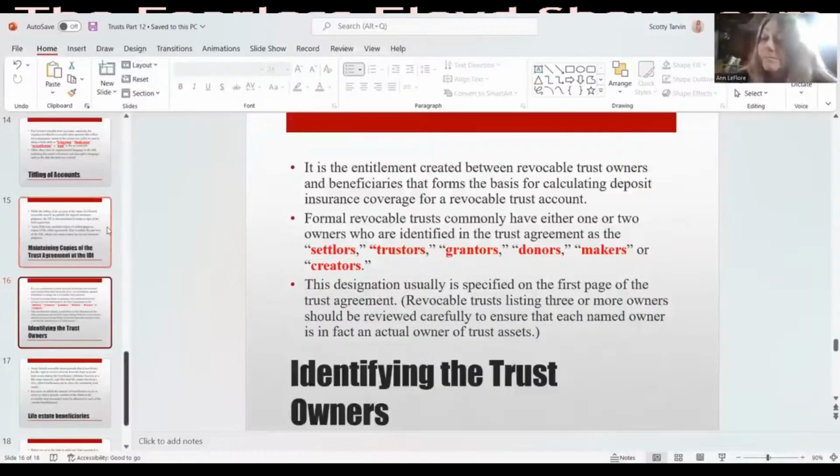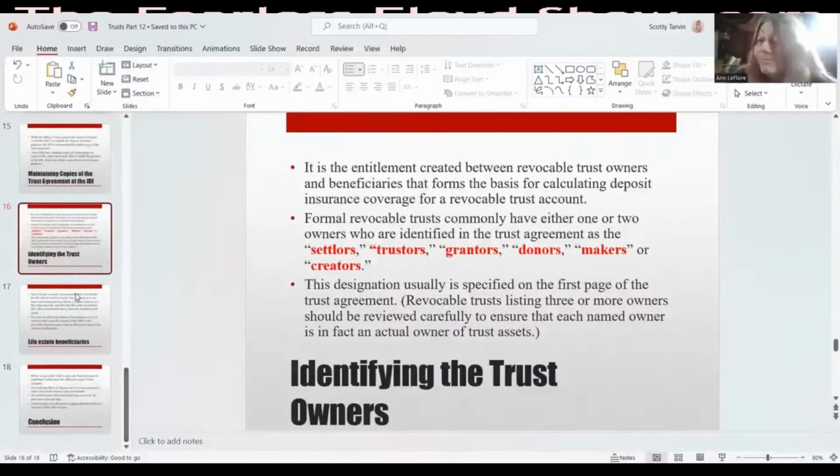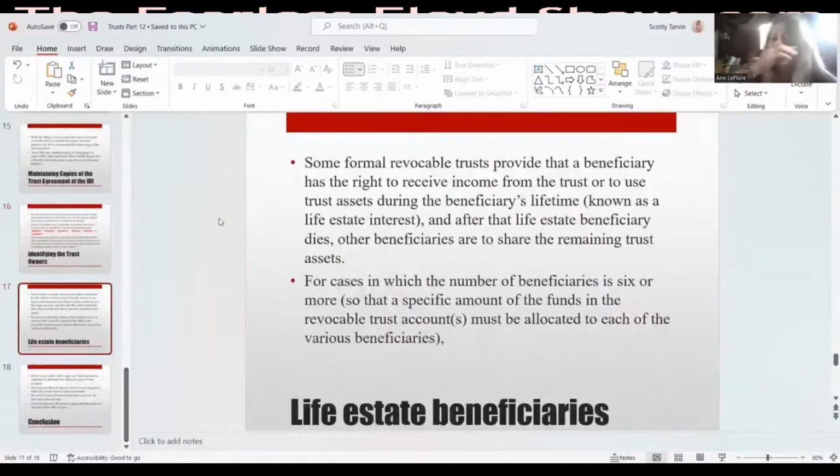All right, moving on to panel 17. Life estate beneficiaries. Some formal revocable trusts provide that a beneficiary has the right to receive income from the trust or to use trust assets during the beneficiary's lifetime, known as life estate interest. After the life estate beneficiary dies, other beneficiaries are to share the remaining trust assets. For cases in which the number of beneficiaries is 6 or more, a specific amount of the funds in the revocable trust accounts must be allocated to each of the various beneficiaries.